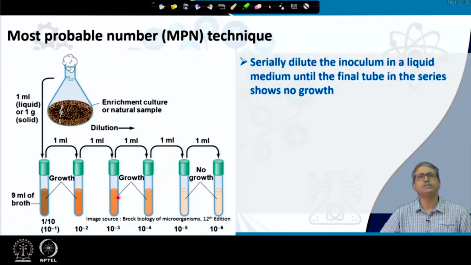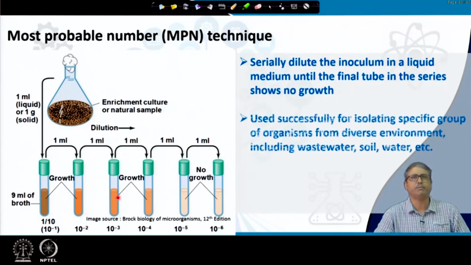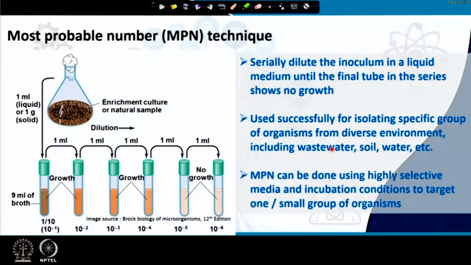So, it relies on the principle that a serially diluted inoculum in a liquid medium will provide results until the final tube in the series shows no growth. So, the final series will have no growth, and based on the tube where the last growth has occurred, that will be utilized to find out the approximate number of cells present in the original sample. And it has been used successfully for isolating different specific groups of organisms from diverse environments, including different wastewaters, soil, water and other environments.